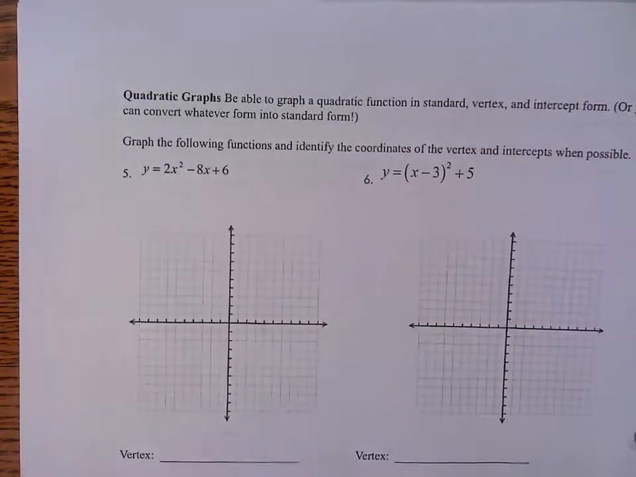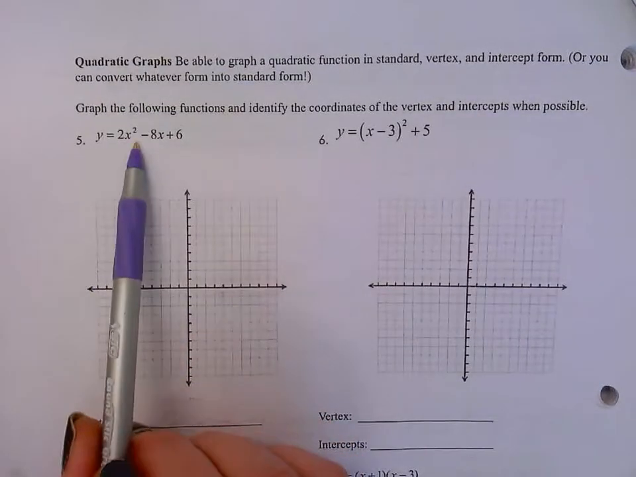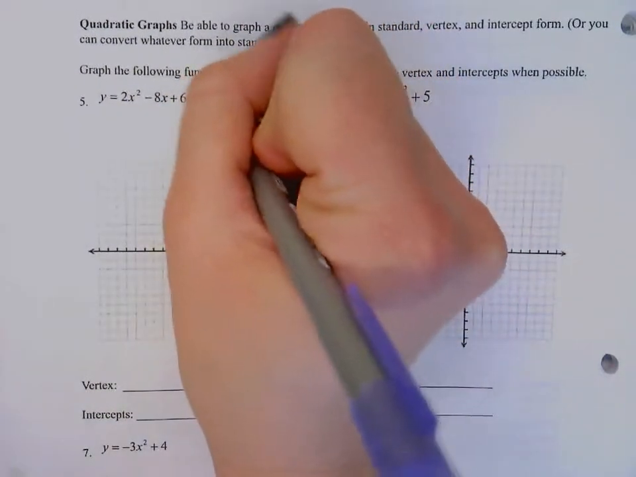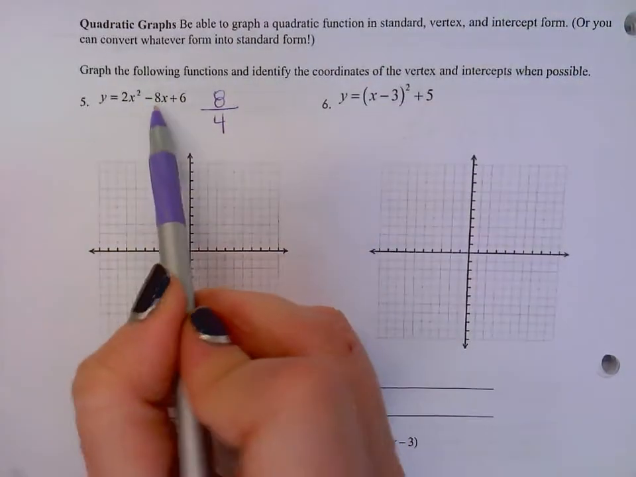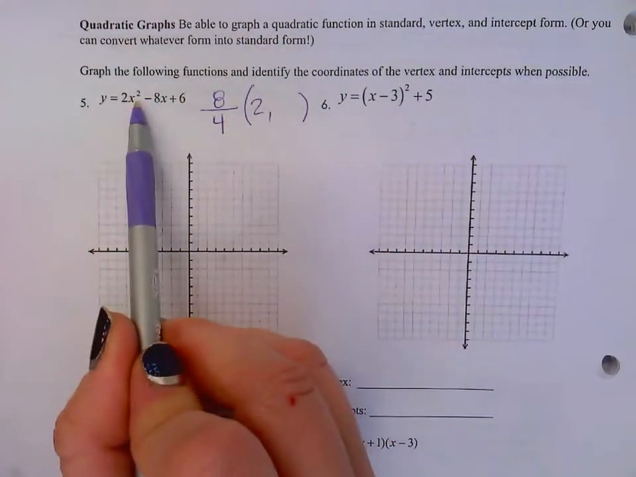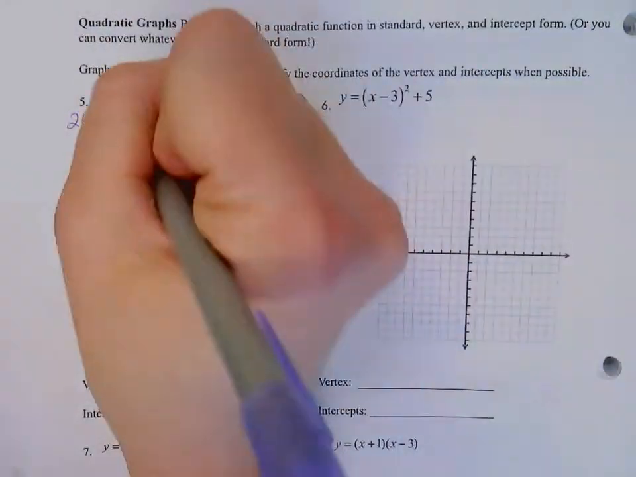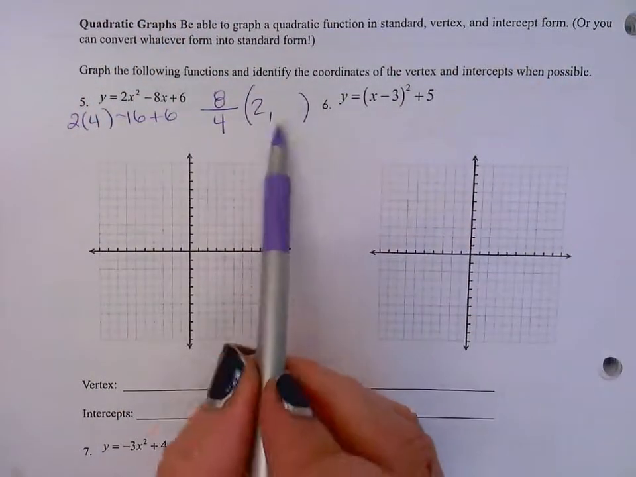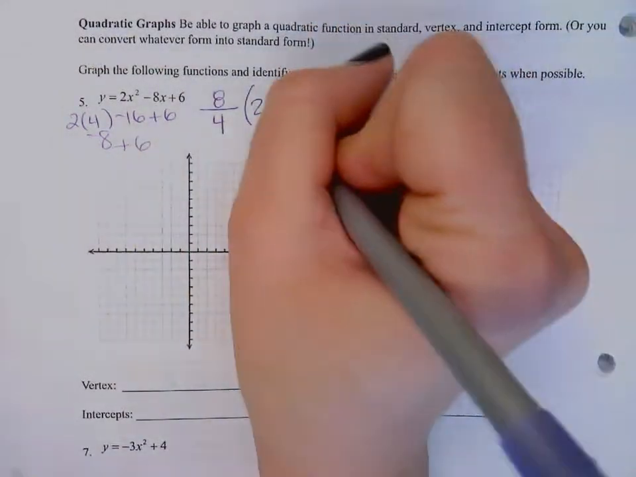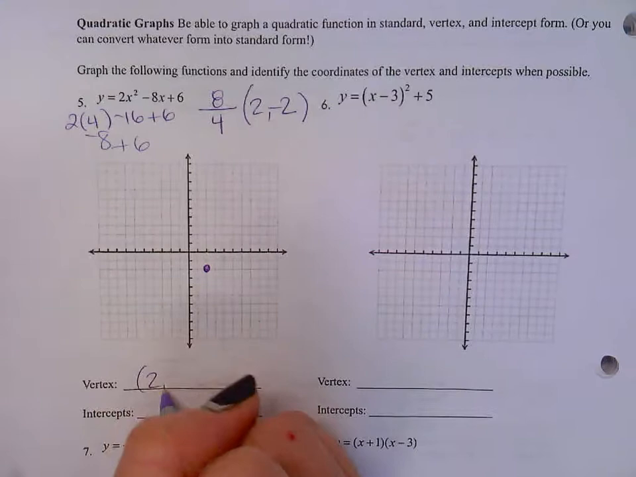All right, so we've got quadratic graphs. So let's see, this is in standard form. So this is when I do -b over 2a. So in this case, +8 divided by 4 is 2. And then I have to plug 2 back in. So 2 times 4 minus 16 plus 6. So this would be -8 plus 6 is at -2. So my vertex is at 2, -2.